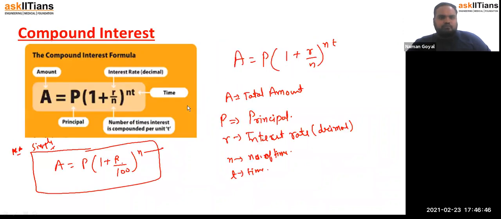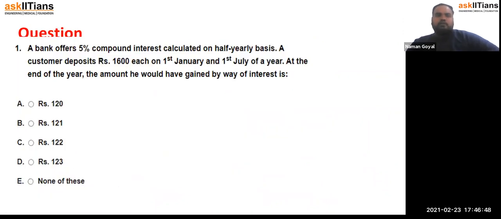Okay, the questions are given in this slide. Now what is the question? A bank offers 5% compound interest, calculated on a half yearly basis. It is for 6 months, right? A customer deposits 1600 on 1st January and 1st July of the year. At the end of the year, the amount he gained by way of interest is.